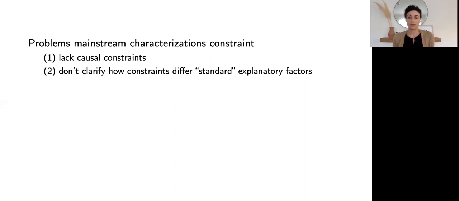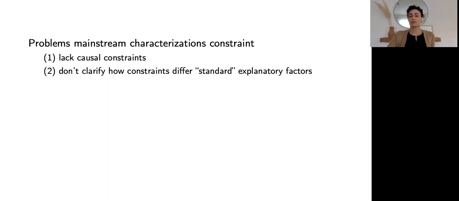So for example, design constraints appear to come in many different varieties. They can have very different features, different sources of explanatory power, and they can play very different roles in explanation. It would be ideal to clarify not just what makes explanatory constraints different from other standard explanatory factors, but also what different types of constraints exist.